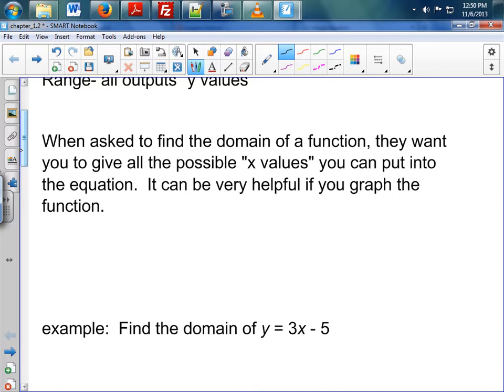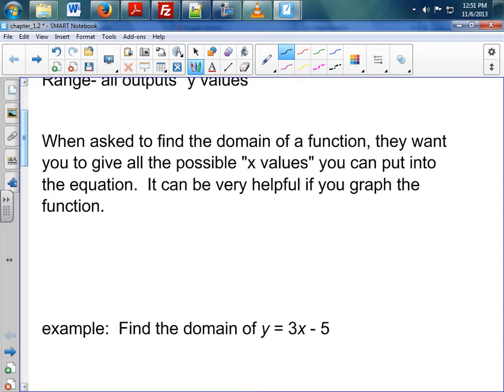Okay. When asked to find the domain of a function, they want you to give all possible x values. For an example here, they want all the numbers that you could plug into this, and it would all work. Okay? It's very helpful if you have a graphing calculator.